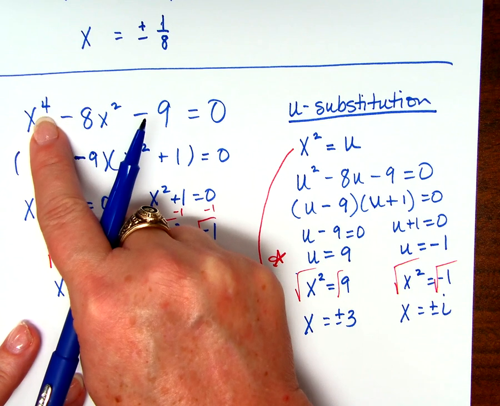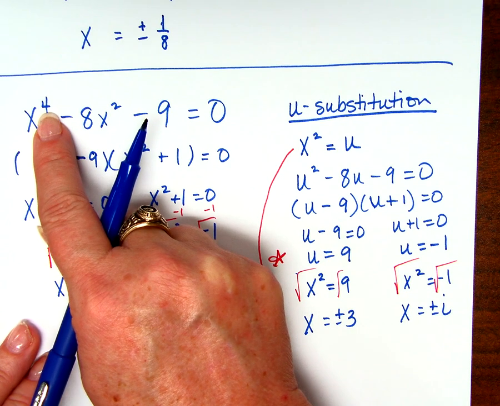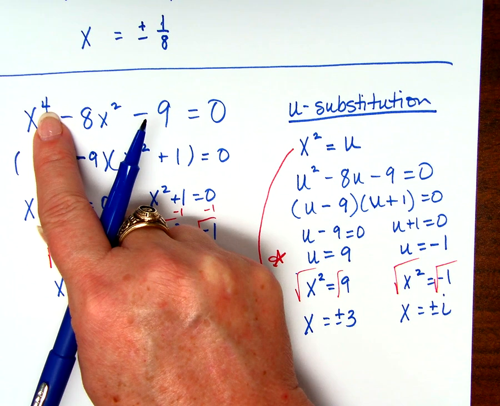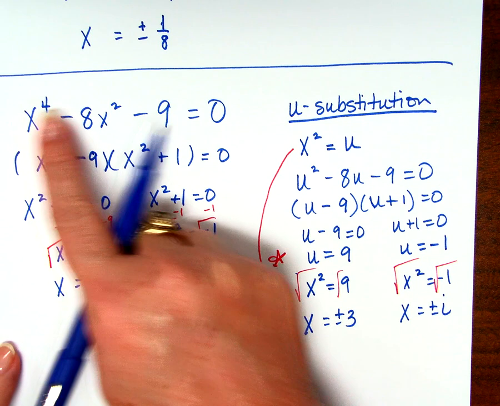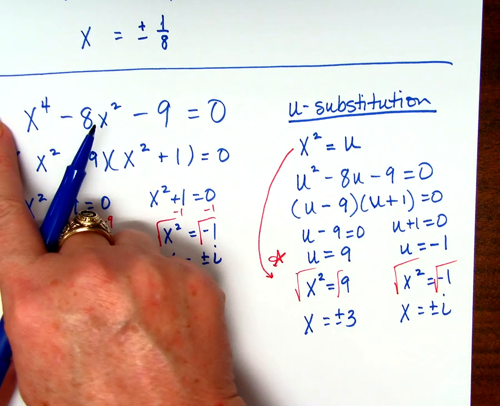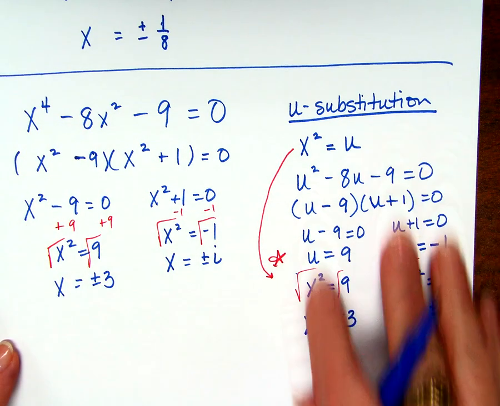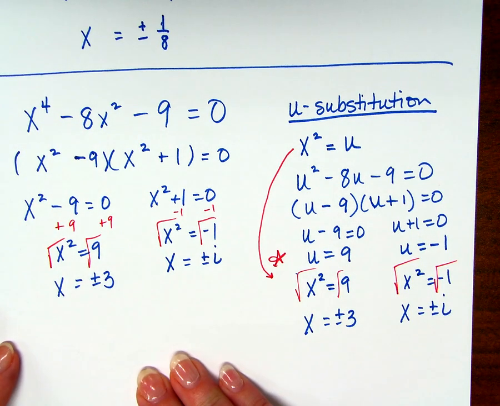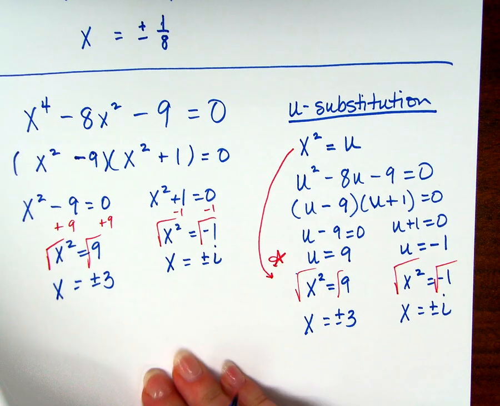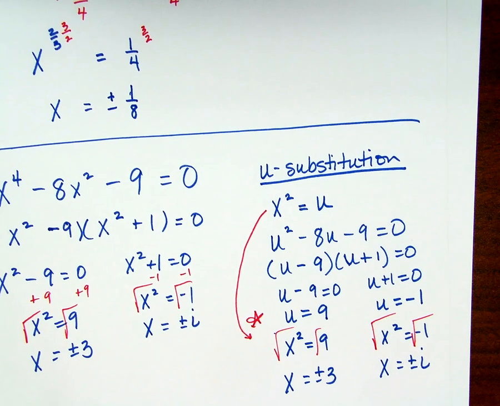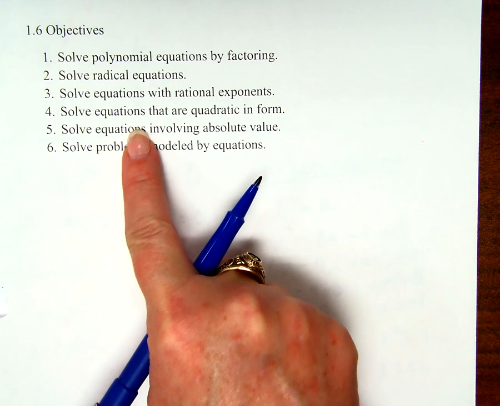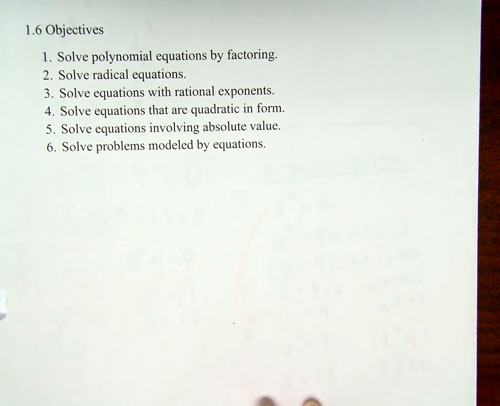This first term needs to be definitely a squared exponent, so basically an even exponent, for it to work. Unless they all had an x and I could divide out an x to get this to be an even exponent. Then I could do it this way, or I could do U-Substitution, either way. Does that make sense? Okay. Any questions about solving equations that are quadratic in form?